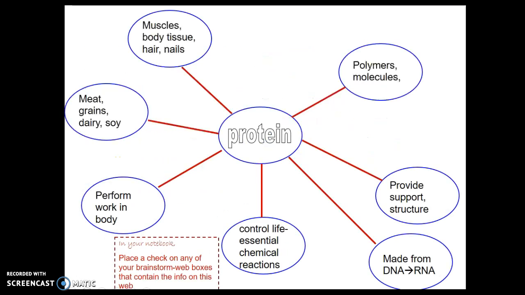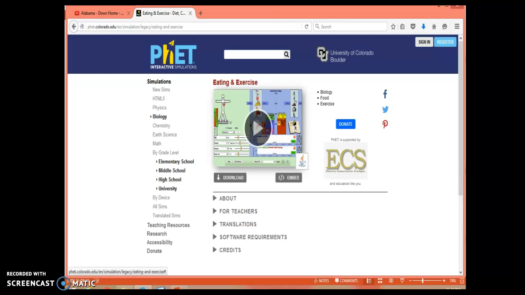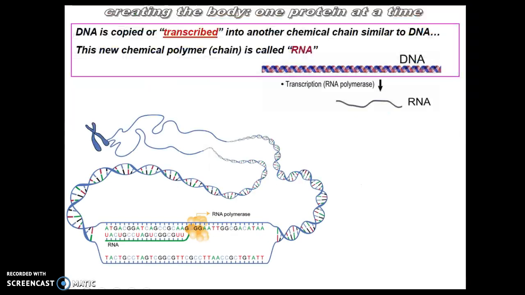Here are some examples made by yours truly. Skip some of these slides. You just keep moving. Some of these slides are just for my help, but the next slide I'd like you to look at is this one. And again, you don't always have to write the definitions, but you should at least write what the title is, creating the body, one protein at a time, or you should identify the vocabulary used in that slide.